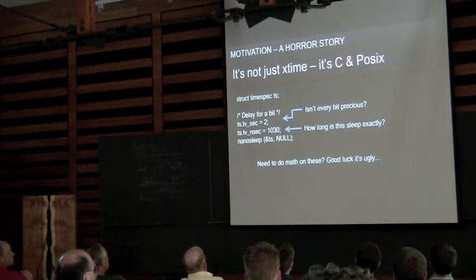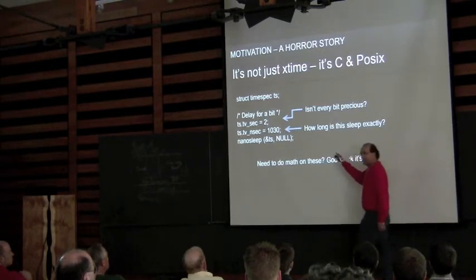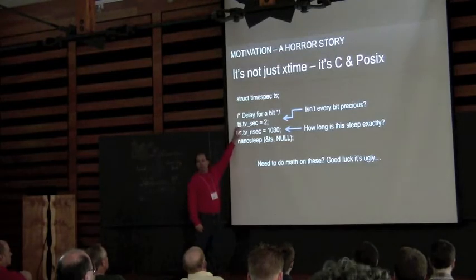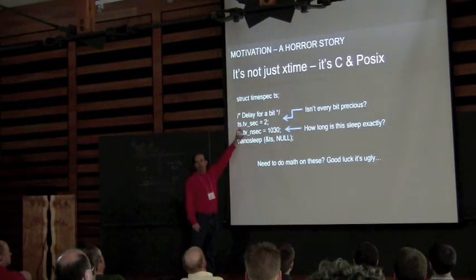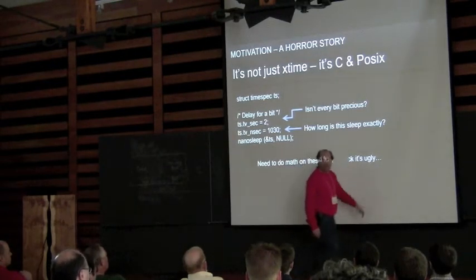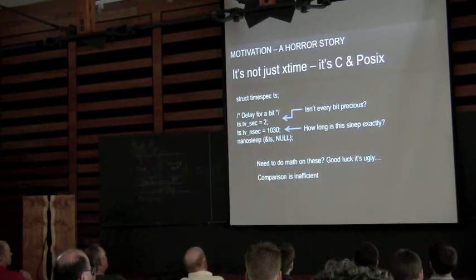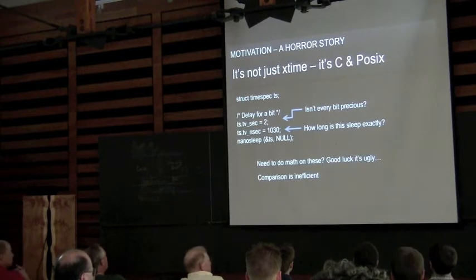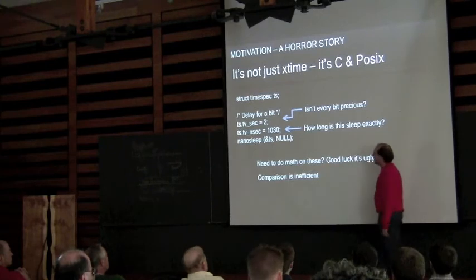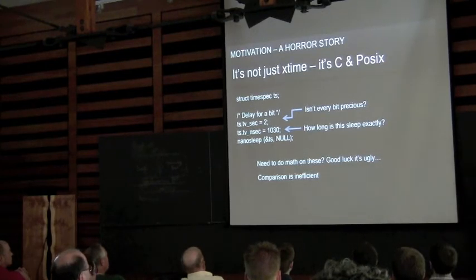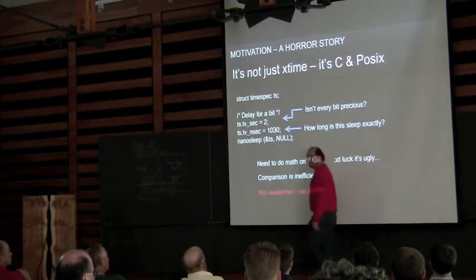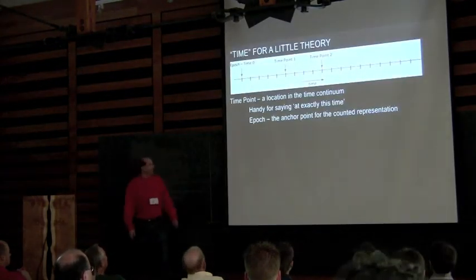By the way, do you need to do math with this stuff at all? You ever tried to do math on this? It's ugly. This is the nicest looking sleep code I've ever seen in production, ever. Okay, most of it's 10 times uglier because you gotta do math. And that's the hard thing. Even comparison is inefficient on a 64-bit machine because you're probably gonna have two 32-bit compares. Ugly, ugly, ugly. This is definitely not awesome. We can definitely do better.